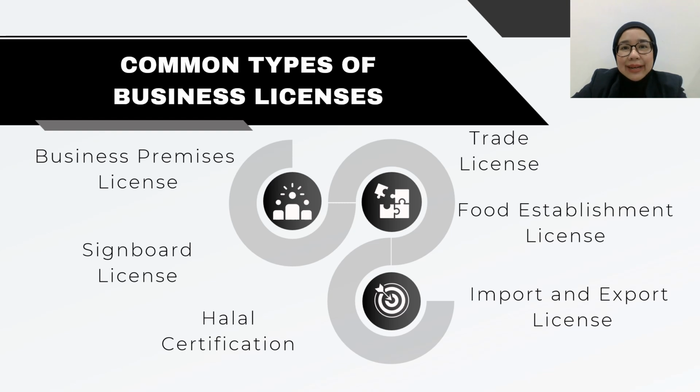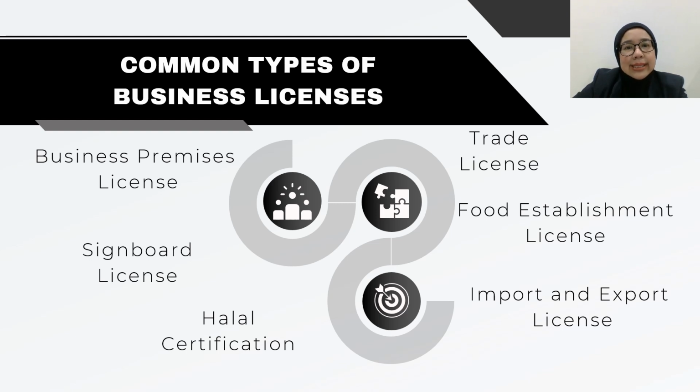There are common types of business license. The first one is the business premise license, required for operating a business from a physical location such as an office, shop, or factory, issued by the local authority or municipal council, and ensures compliance with zoning regulations, safety standards, and local law. The second one is the trade license, required for businesses engaged in trading activity, including buying and selling goods. It is issued by the local authority or municipal council.